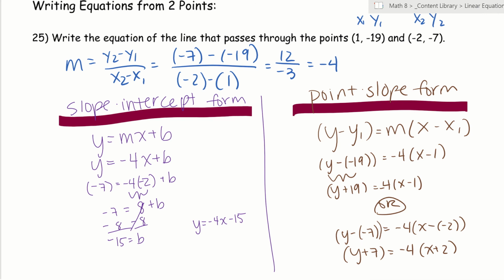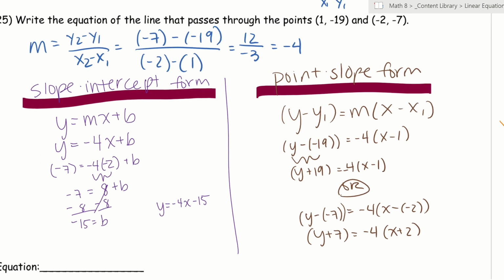Either way, slope-intercept form or point-slope form, we both need the slope. So I found the slope up on top. I got -4. Now down here in slope-intercept form, I had to solve for b. And I got -15 for b, so I got y equals -4x minus 15. For point-slope form, all I had to do was put one of the points in and simplify. So I don't have to solve for any b. So you could either get y plus 19 equals -4x plus 4, or you could get y plus 7 equals -4x minus 8. Now they all look very different, right?